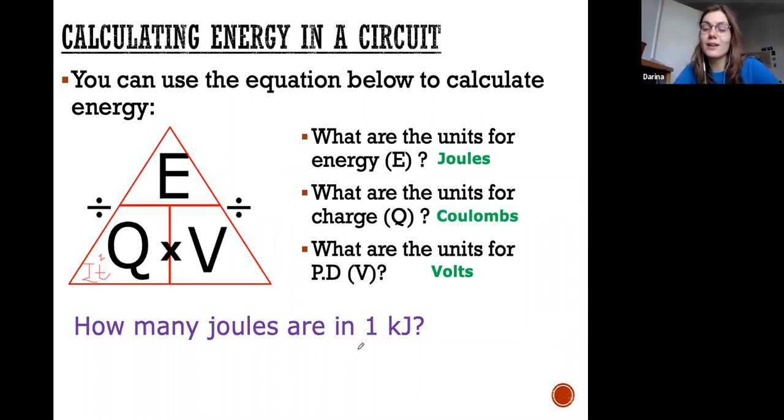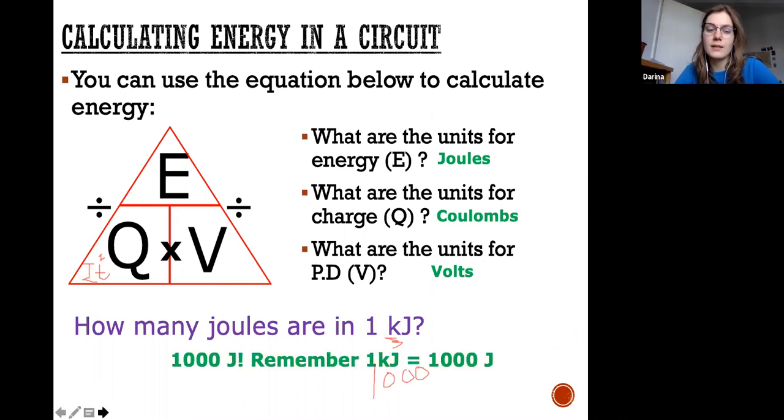We've got an answer to the 1 kilojoule idea. Well done. So yes, it is 1,000. Whenever we have this prefix of kilo, that is always going to be 1,000. So in this case, 1 kilojoule equals 1,000 joules. Right, fab.